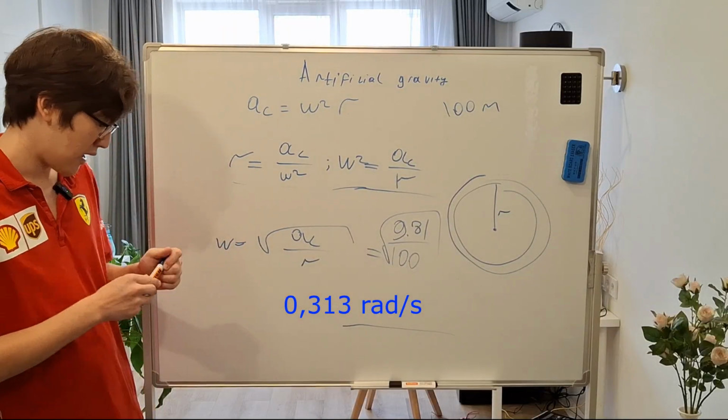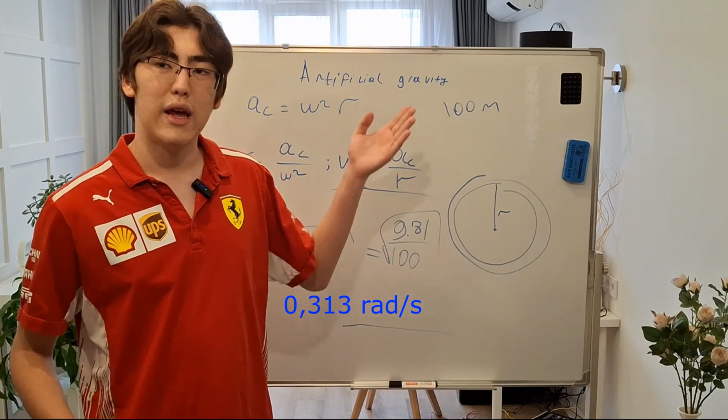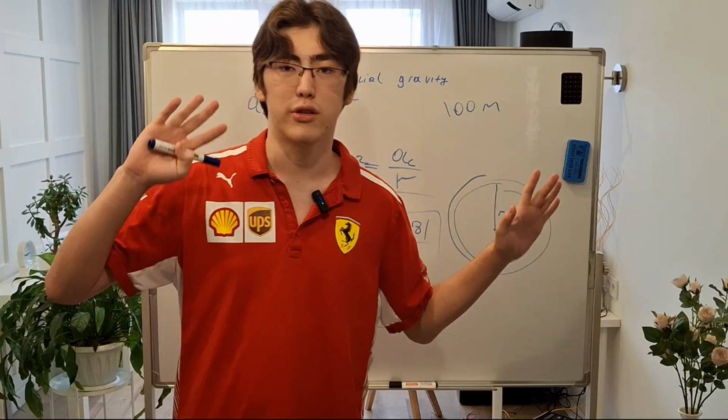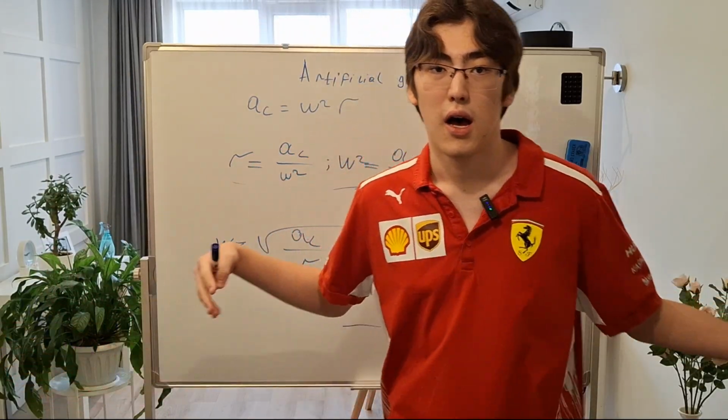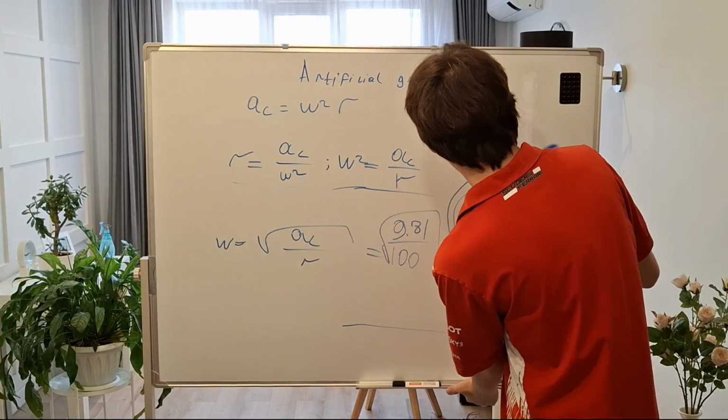So yeah. Now, why do we even need artificial gravity? Why can't we bypass this? Why can't our astronauts float like on a space station, like on the ISS? Well, there are multiple reasons for that.